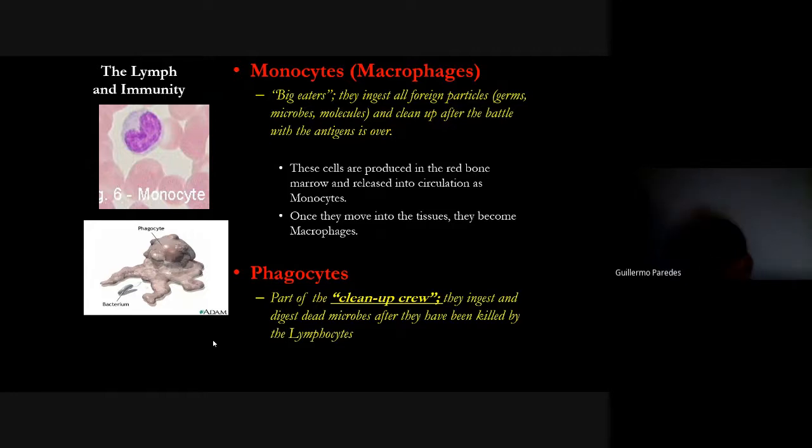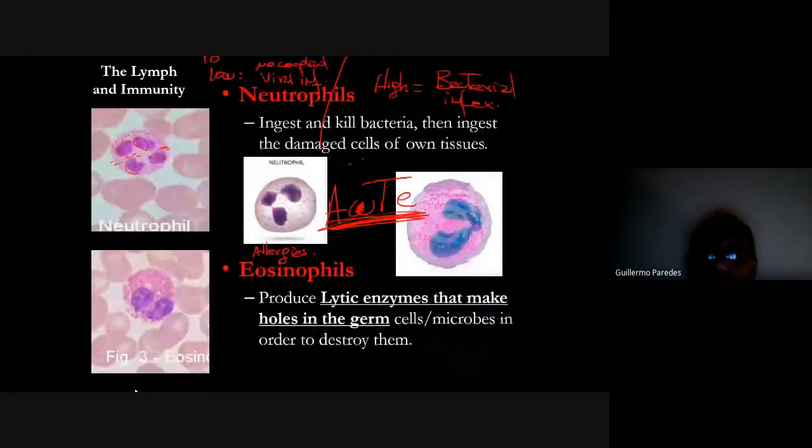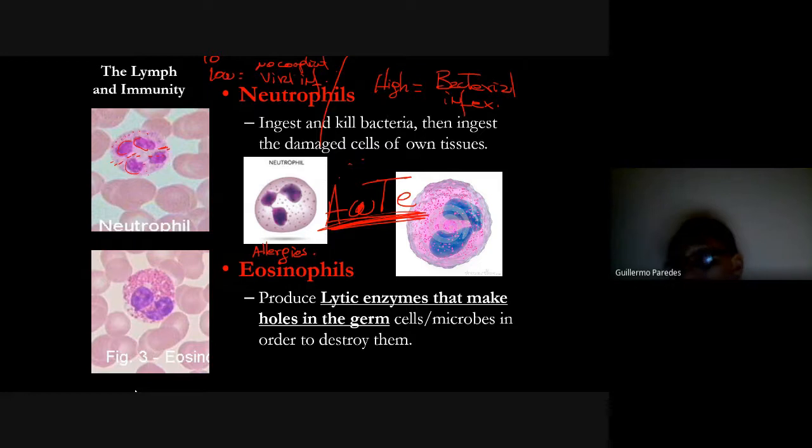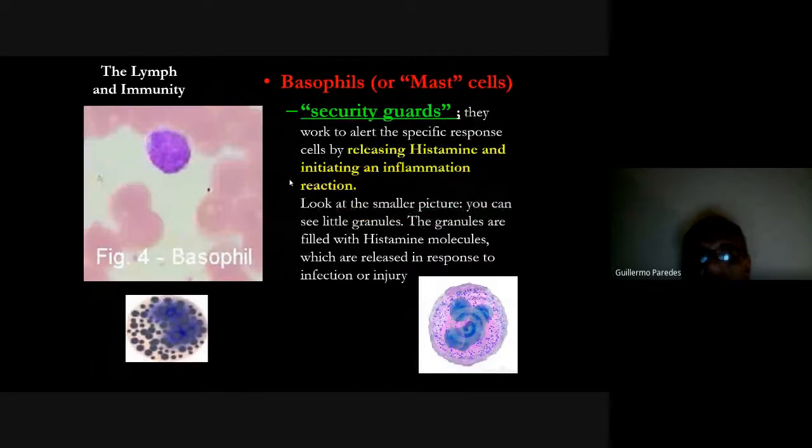That is actually our eosinophils. The eosinophils have lytic enzymes that make holes in the germ cells. It's like shooting into the cell. They are going to release these enzymes and shoot the bacteria. Mostly they are elevated in allergies, as I mentioned here. So right now, neutrophils are high in acute bacterial infection. Eosinophils elevation is going to be allergies, and some types of cancers too, but I'm not going to go into that.